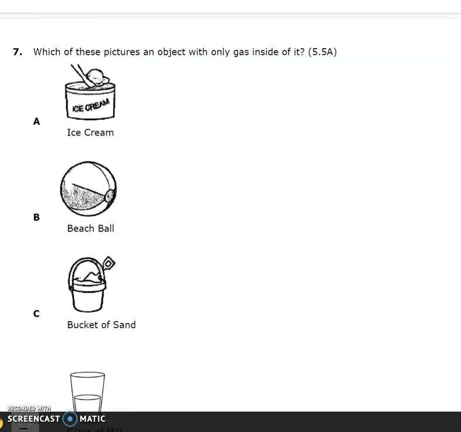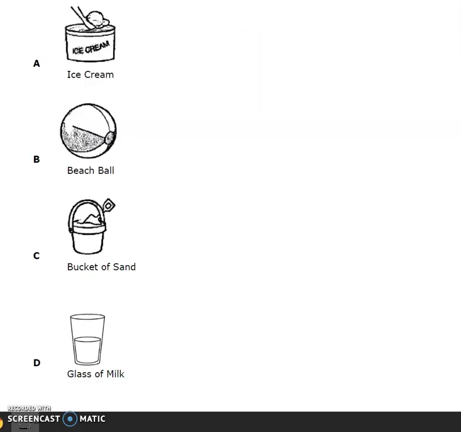Number 7. Which of these pictures an object with only a gas inside of it? Is it A. Ice cream, B. Beach ball, C. Bucket of sand, or D. Glass of milk?